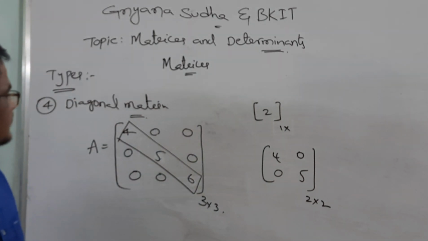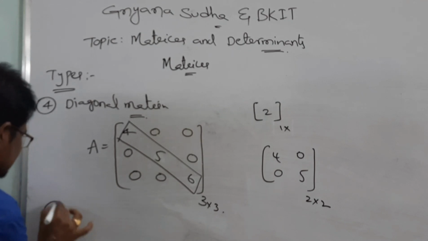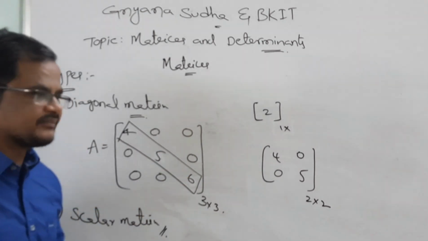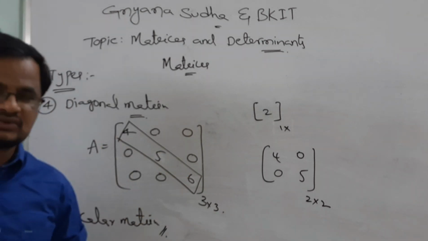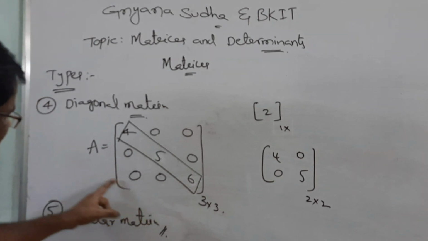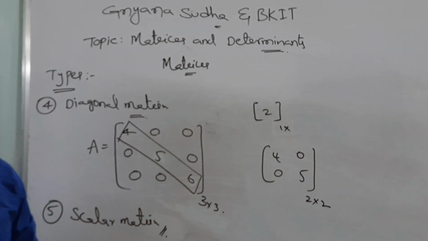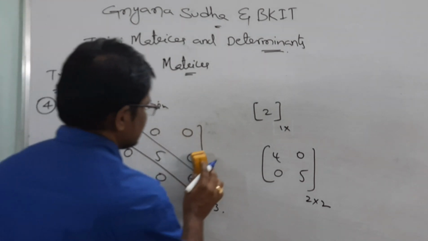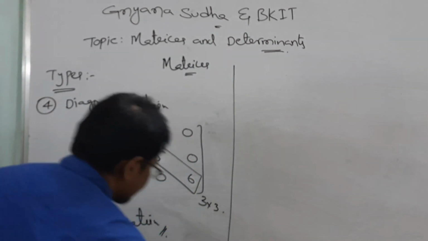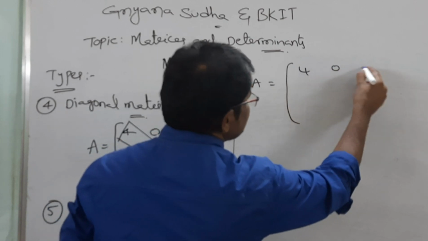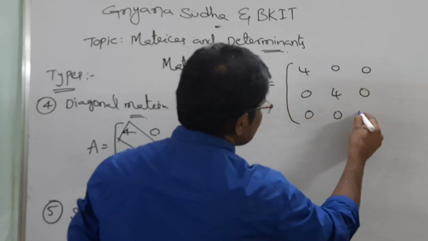Next, the fifth one is scalar matrix. A diagonal matrix is said to be a scalar matrix when, I will take one example and you will get the idea: scalar matrix A equal to 4 0 0, 0 4 0, 0 0 4.